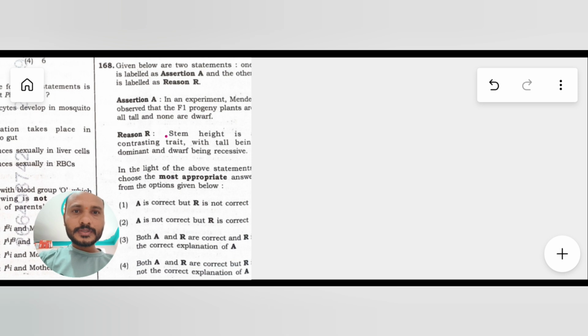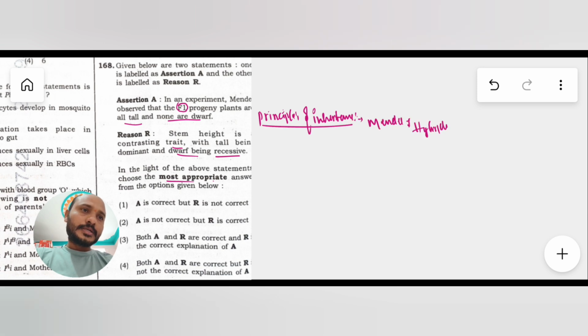Okay, next one here, question 161, a statement type of question, assertion and reason type. Read this assertion: in an experiment, Mendel observed that the F1 generation plants were all tall, none were dwarf. Stem height is a contrasting trait, with tall being dominant and dwarf being recessive. We have to choose the most appropriate answer from these options. These questions are framed from the principles of inheritance, which mainly focus on Mendel's hybridization experiment.